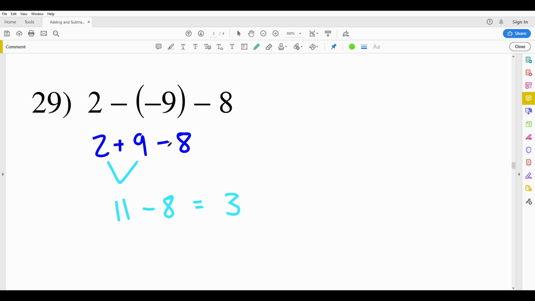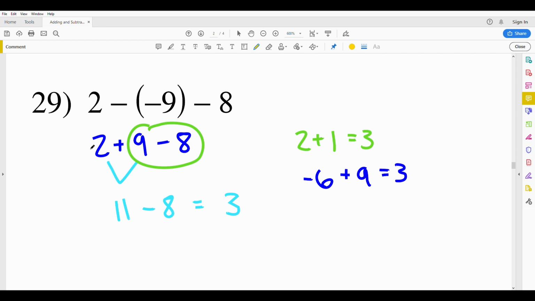Another way we could do this is to do 9 minus 8 first. We know that 9 minus 8 is a positive 1. So then we'd have 2 plus 1, which also gives us 3. Or we could have done 2 minus 8, which is a negative 6, and negative 6 plus 9 is also a positive 3. Again, that was doing 2 minus 8, which gives us negative 6. Negative 6 plus 9 is also a positive 3. So 3 is our solution in number 29.